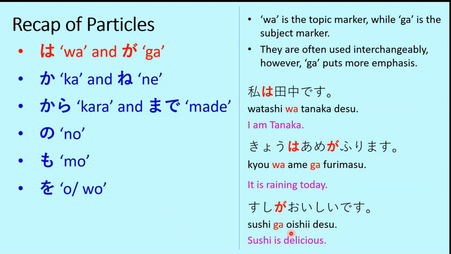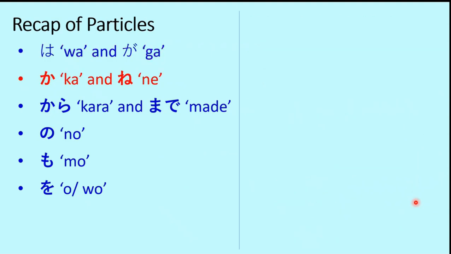So if you want more impact, if you want to say sushi is very delicious, then ga is a better option than wa. I know wa and ga often lead to confusion, but this is the general rule which one should keep in mind. Let's move to the next one.